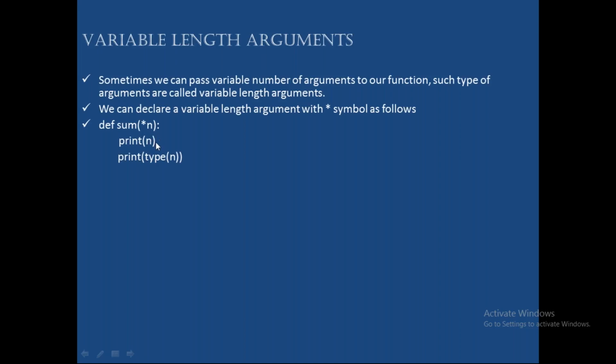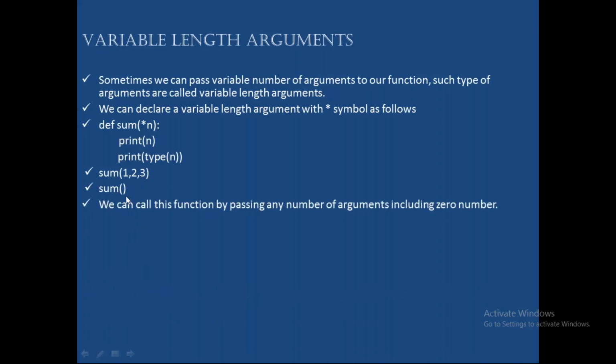I'll show you. I'll just print it as n. It will show as a tuple. When you say type of n, it will say tuple. Sum 1, 2, 3 you can say. Sum without any value also you can call this function. We can call this function with any number of arguments including 0.